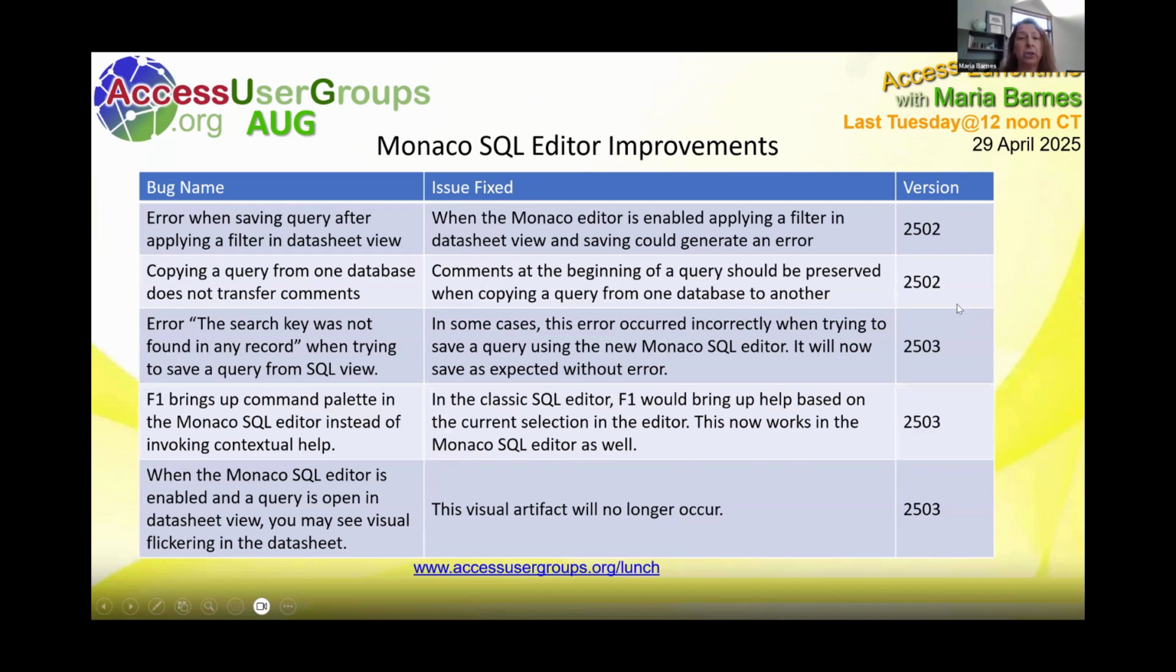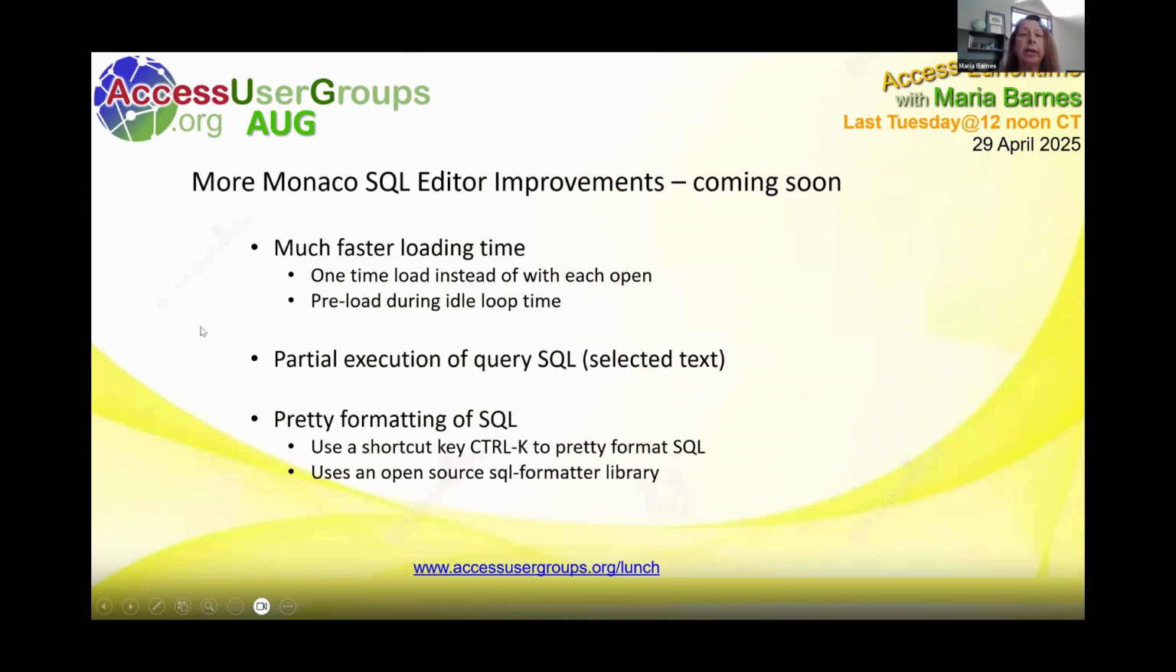Then in 2502, they did a couple others about saving, and in 2503, 3 more. One of the big ones here in my mind is the F1, where it would bring up help based on the current selection. Going on to the new improvements that should be coming soon for the editor, and some of these are huge in my mind. A much faster loading time.